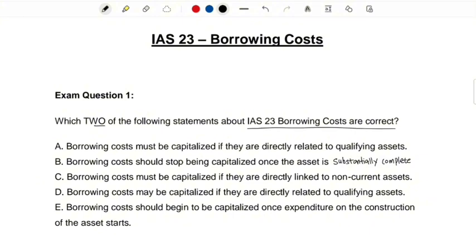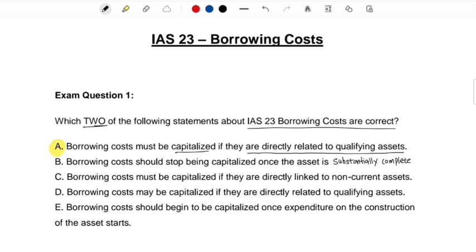So we have been provided with 5 statements, and let's try to read them one by one to see which of these are correct. And notice how we have to select 2 of them. Borrowing costs must be capitalized if they are directly related to the qualifying assets. This is true. Remember, in the last session we had talked about that for a borrowing cost for a particular asset to be capitalized, the asset must be a qualifying asset, which means it should take a substantial amount of time to get ready. So if it's a qualifying asset, then IAS 23 can apply if you take out the loan for the construction, acquisition or manufacturing of that particular asset.